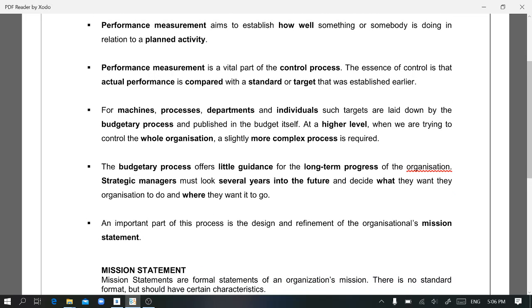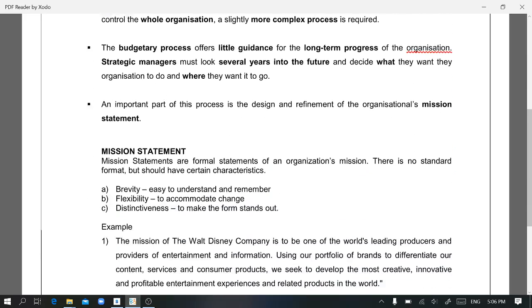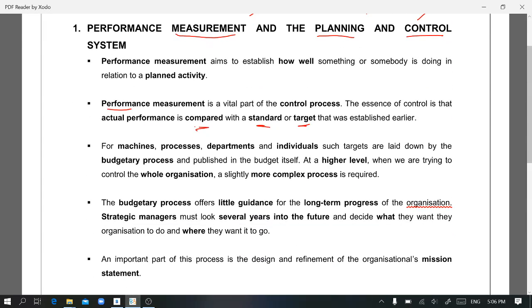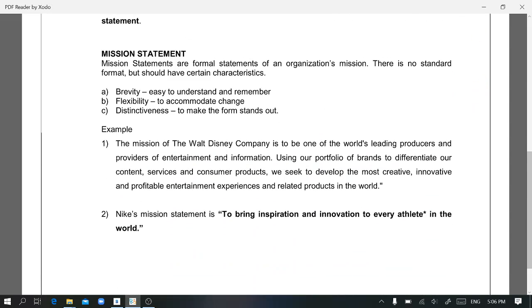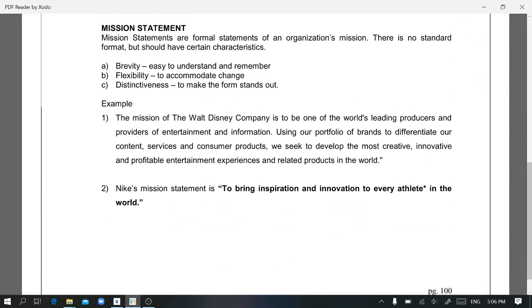So you can see from here, performance measurement is about comparing your standard, or comparing the actual result against your target. When you look at this one, you can just quickly go through it. You can even skip this part here. So we move on to the next part.